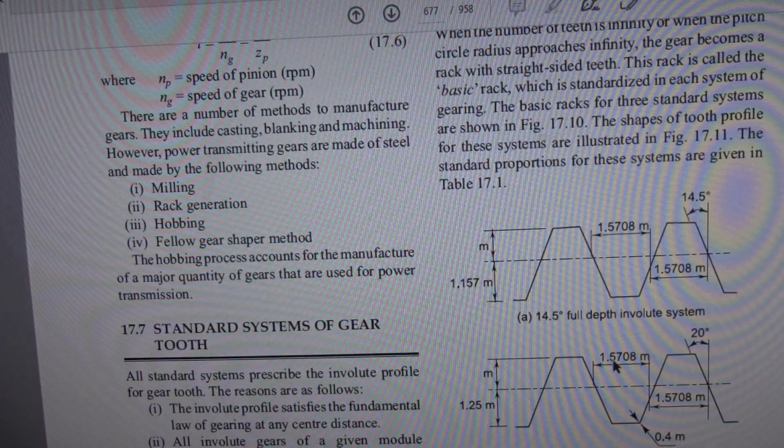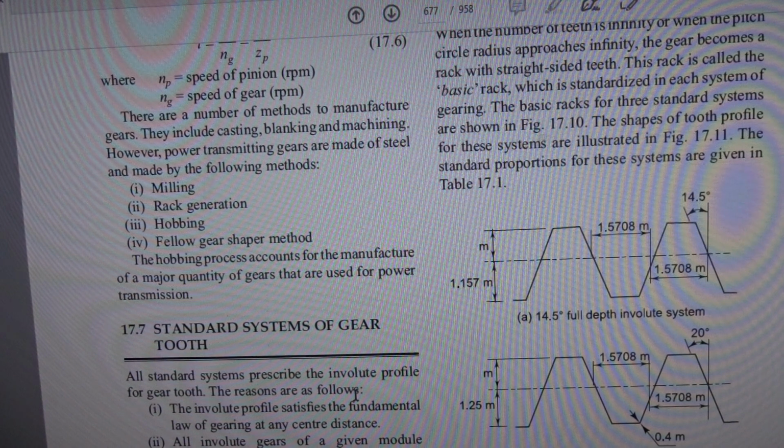Dear friends, I am going to explain the gear. This is the video related to the spur gear, in which the standard system of gear. All standard systems practice the involute profile for gear tooth. The reasons are as follows. Already I discussed there are two types of profile. First one is the involute profile, second one is the cycloidal. But generally we prefer the involute profile.